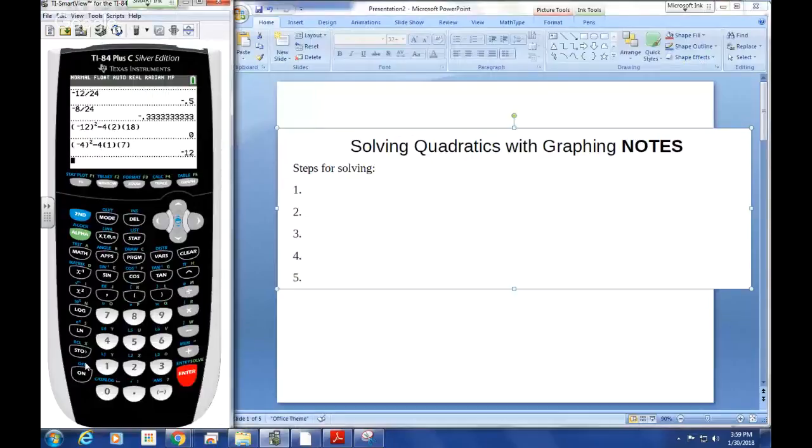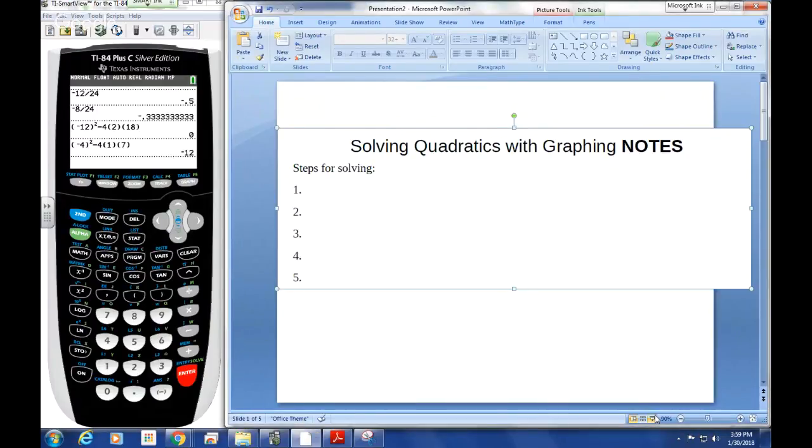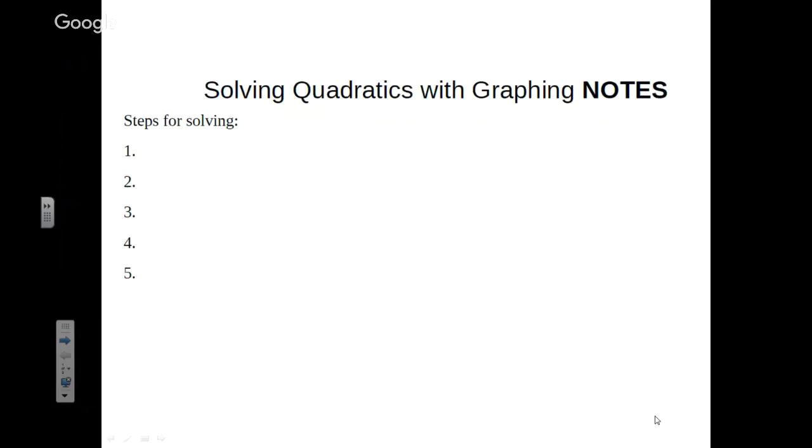All right, so here we're going to be looking at how to solve a quadratic equation with graphing. When we're looking at this, the first thing we're going to want to do is very similar to what we were doing when we were solving a quadratic using the quadratic formula. We want our equation to look like ax squared plus bx plus c equals 0. That's what we want it to look like.